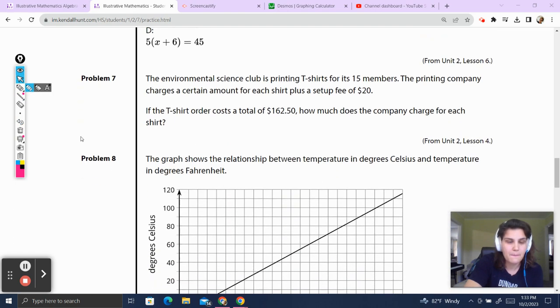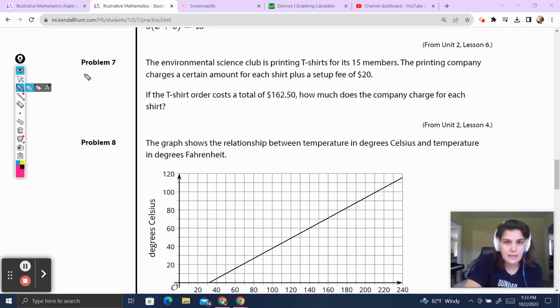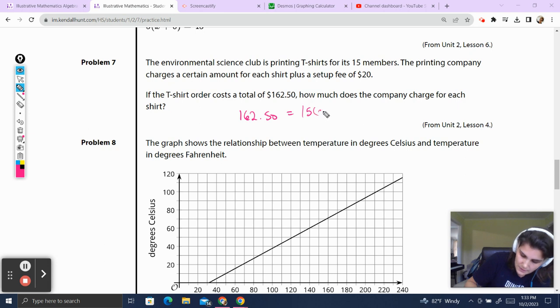Problem number 7. The Environmental Science Club is printing t-shirts for its 15 members. The printing company charges a certain amount for each shirt plus a setup fee of $20. If the t-shirts cost a total of $162.50, how much does the company charge for each shirt? So we have a total amount of $162.50. And we know that it's going to be 15 members times the cost plus 20.